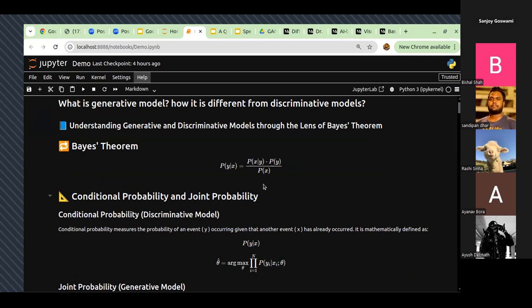It means not very high level. So we all are familiar with the Bayes theorem. This is called a conditional probability. You can think that this X is basically nothing but your input, and Y is the output.